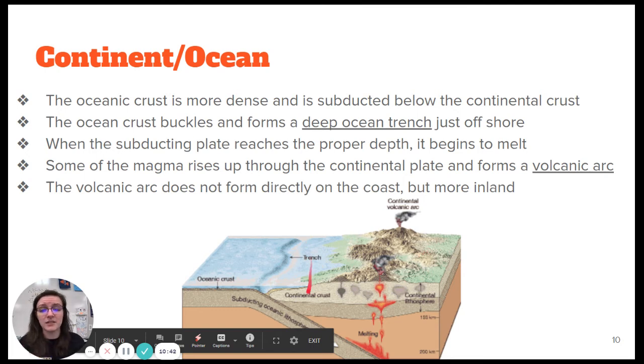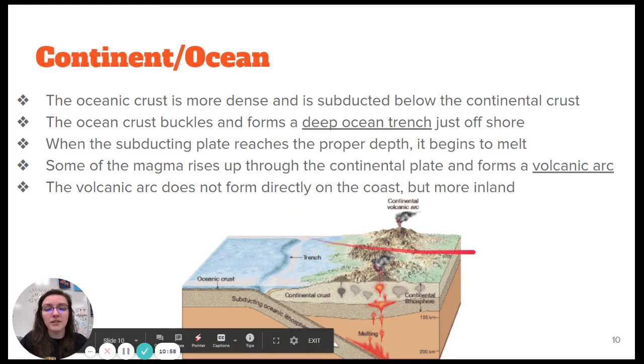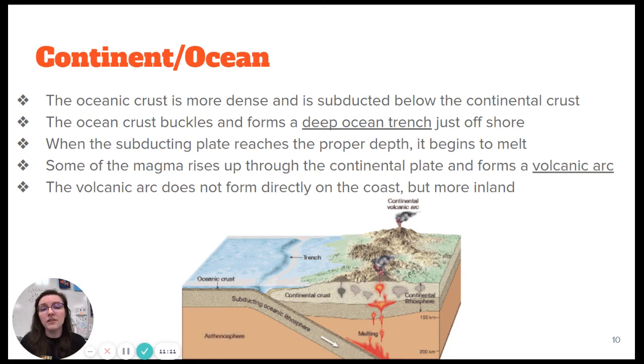They're going to be more inland because, again, this ocean plate that is subducting is moving in and down, and it moves inland under the continental before it can melt fully and form these volcanoes. So you get deep ocean trenches and volcanoes a little bit more inland at a continent-ocean boundary. Some examples of this: the Andes Mountains and the Cascades in the Pacific Northwest. Both of those are continental volcanic arcs that formed at a convergent continent-ocean boundary.